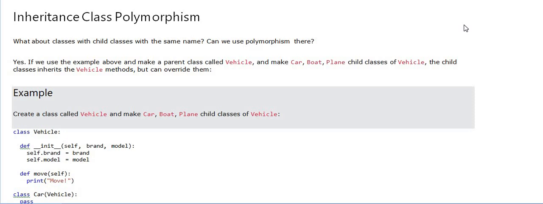So what if I have child classes with the same name? Is it possible to use polymorphism there, as we know the inheritance topic. So in this example, we have a parent class called vehicle and car, boat, plane, child classes of vehicle. The child classes inherit the vehicle methods. We'll see the example in detail.